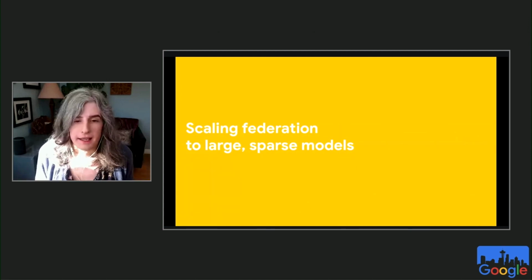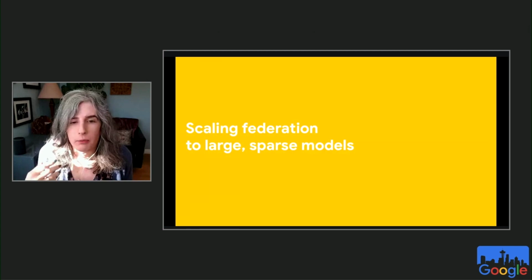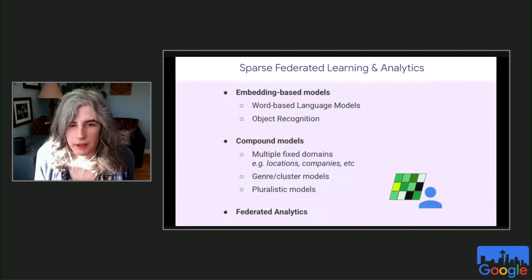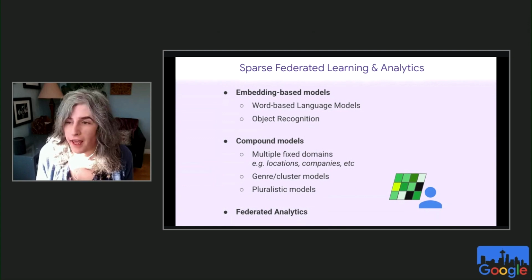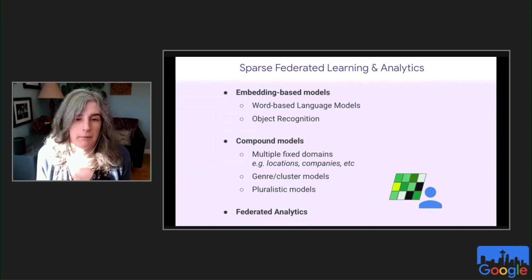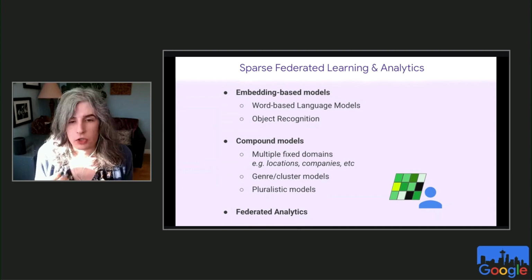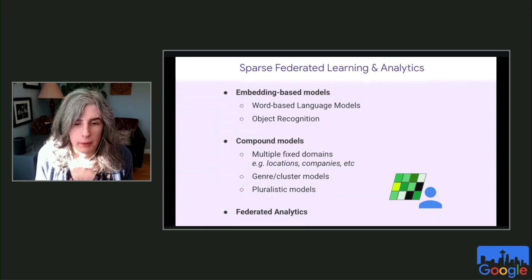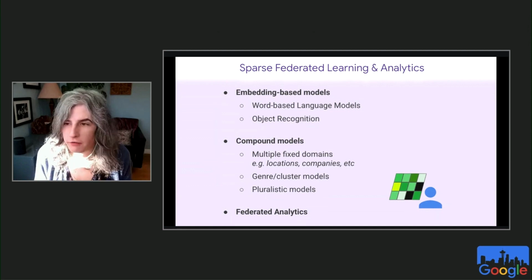Another way that we're looking at scaling out the reach of our privacy-preserving protocols is thinking about how we take federation to larger, sparser models. One of the places where you find these large, sparse models showing up is when you start looking at learning problems that have to do with training embedding-based models. So things like training a word-based natural language model or training a compound model where you have multiple copies of the same model, one for each subset or cluster of users.